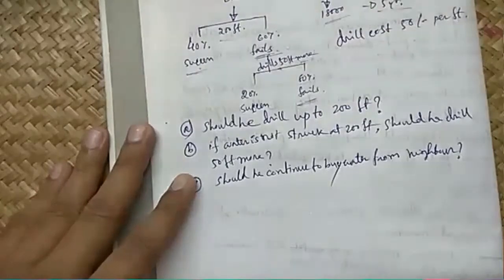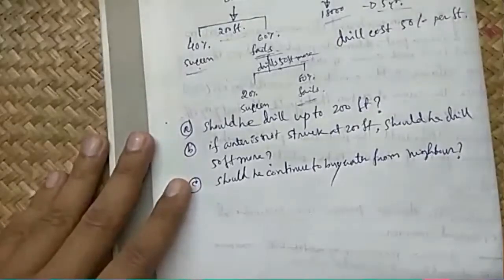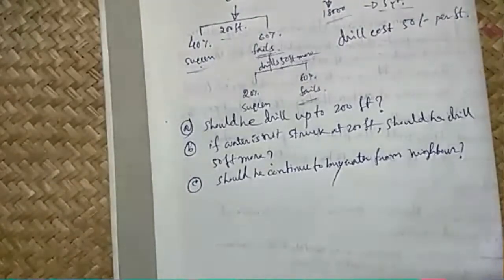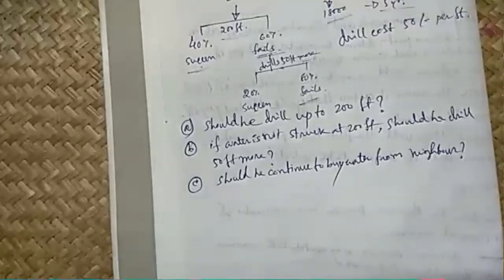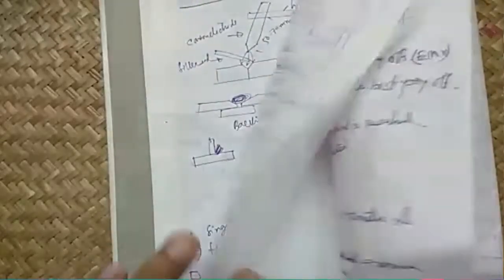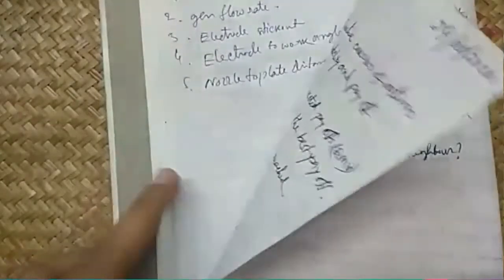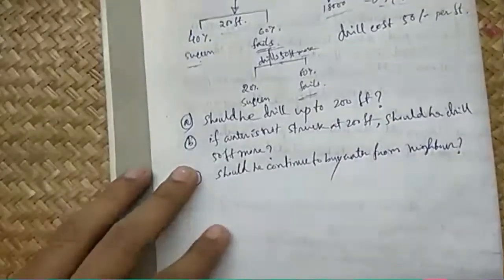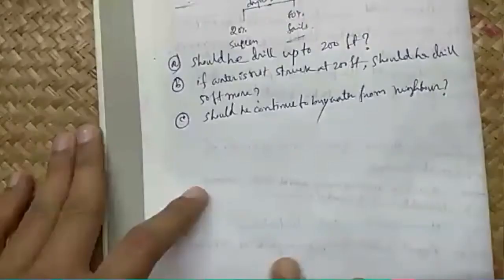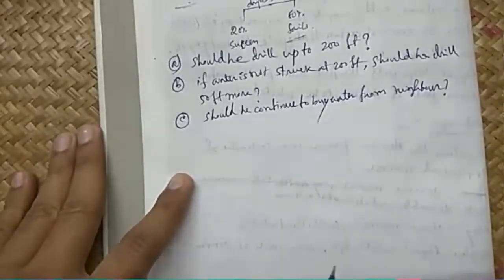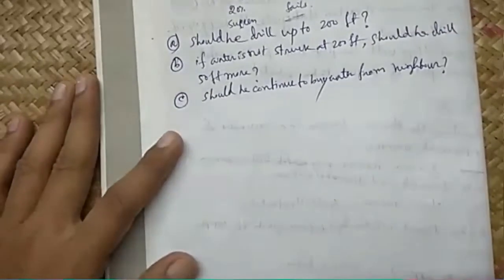So looking at the problem, we'll go to step number one. In step number one, it is said: identify each decision alternative and course of action. Then assign probabilities and find out the desired EMV for each decision alternative. So we will do only that.